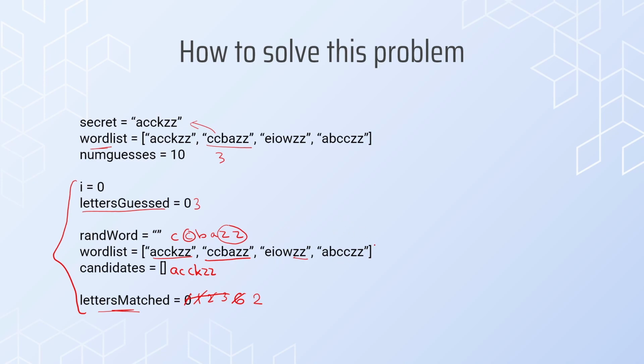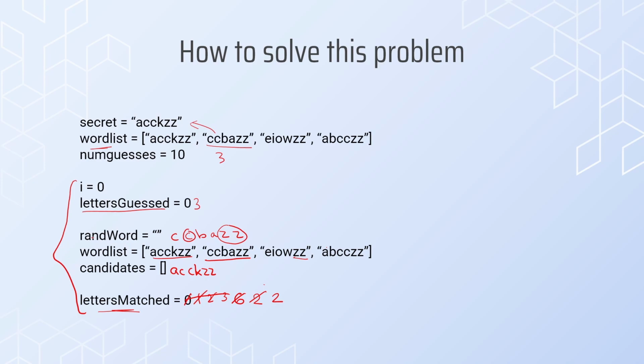Last word that we move on to now is the same as before. The first 4 letters don't match anything inside the random word, and then the last 2 do. So in this case as well, we will be left with 2 as our letters matched. Comparing that with the letters guessed, we notice that it's not equal. So this word right here is not going to get added as well.